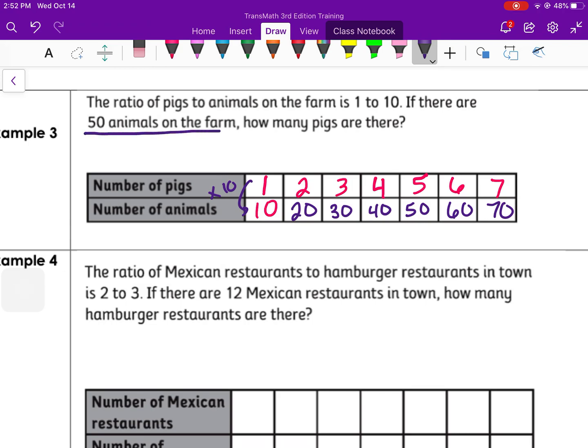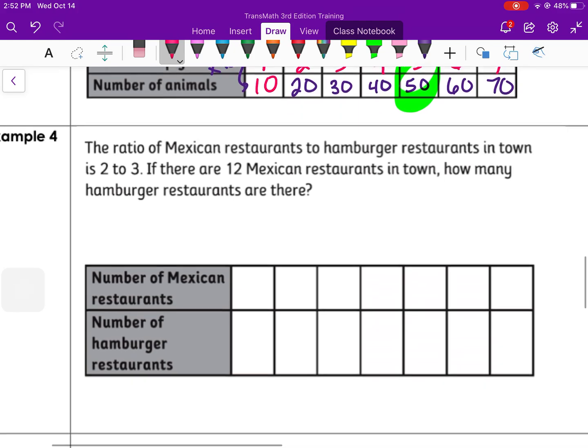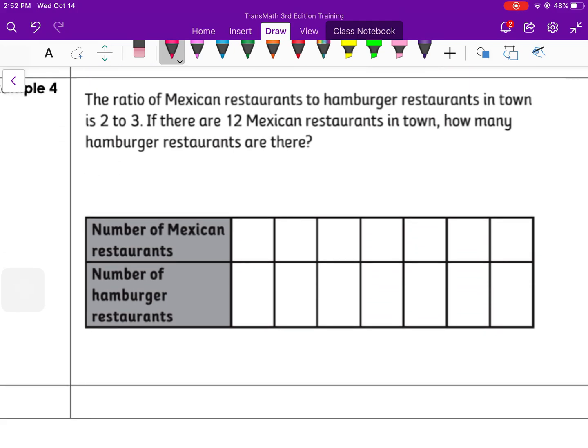So if there are 50 animals on the farm, how many pigs are there? If there are 50 animals, that's right here, which would mean that there are 5 pigs. Okay, the ratio of Mexican restaurants to hamburger restaurants in town is 2 to 3. If there are 12 Mexican restaurants in town, how many hamburger restaurants are there? So Mexican restaurants is 2, hamburger restaurants is 3.